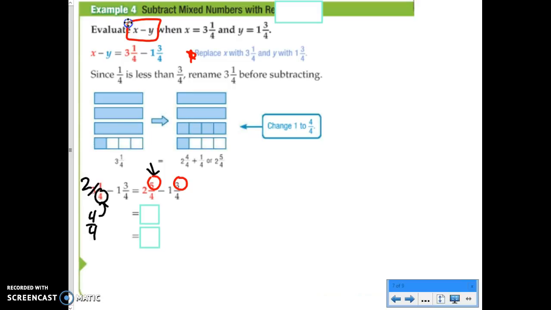Now I can go ahead and say, hey, 2 minus 1 gives me 1, and 5 minus 3 gives me 2. So here, look over, 2 minus 1 gives me 1, and 5 minus 3 gives me 2/4. And I know that 1 and 2/4 is the same thing as saying 1 and 1/2.